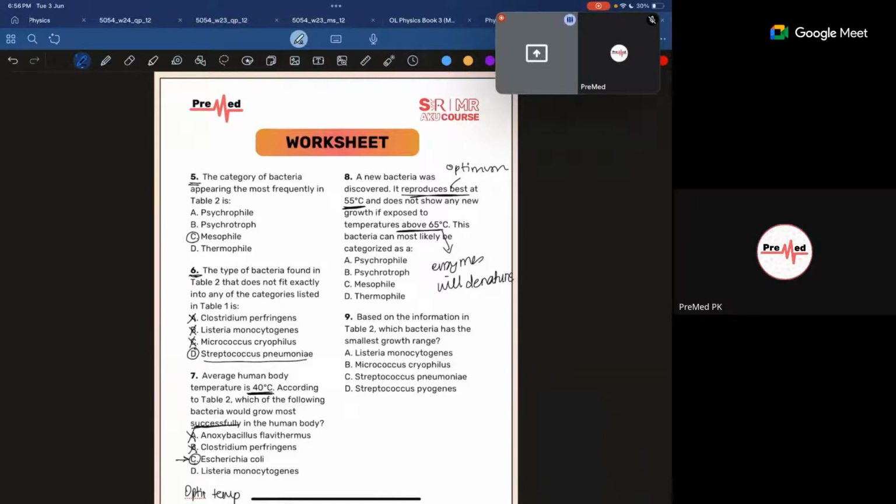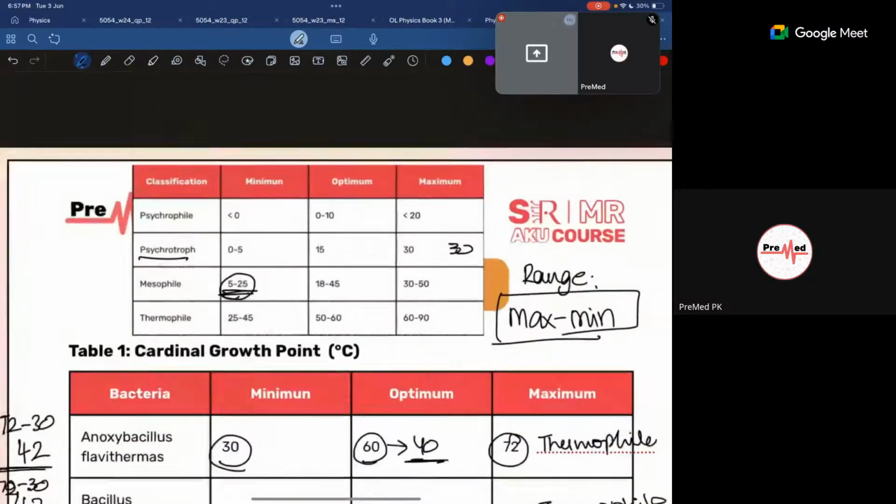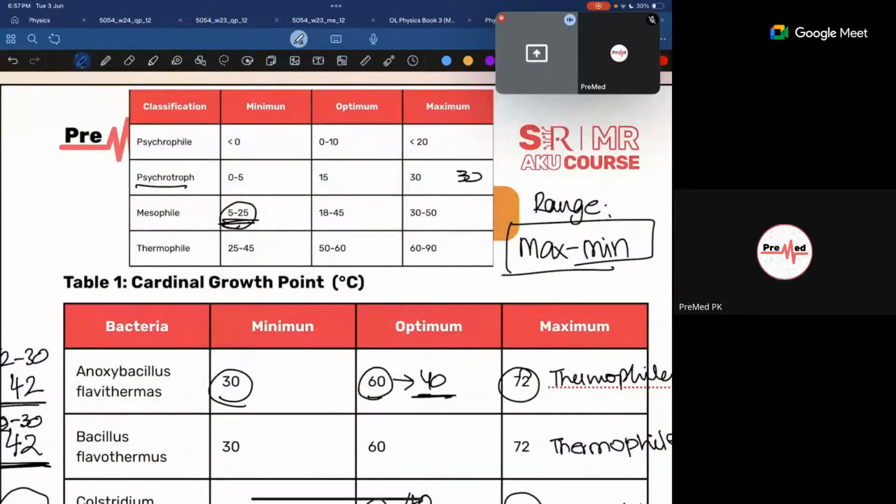So this bacteria can most likely be categorized as, we can see the optimum is 55 and the maximum temperature is 65. So now we need to fit into those four categories that we saw earlier. When we look at these four categories, we can see easily that the optimum of 55 only fits into the thermophile category. And the max of 60 to 90, we had the max of 65 in the question, that only fits into the max category of thermophile.